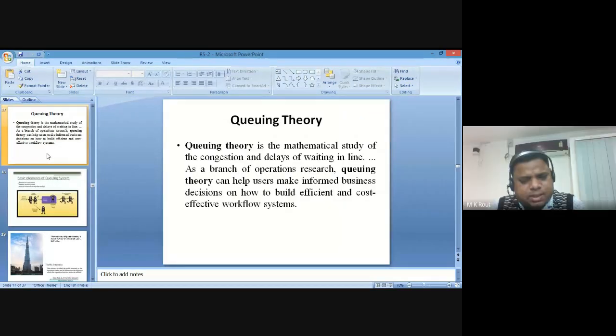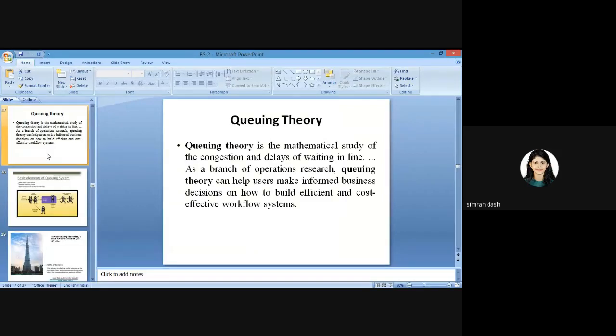Excuse me, sir. Yes, yes. Sir, in that slide where the presentation of the queuing system is shown, there are a few customers who are discouraged or dissatisfied. So, is there any option to satisfy them in this system?